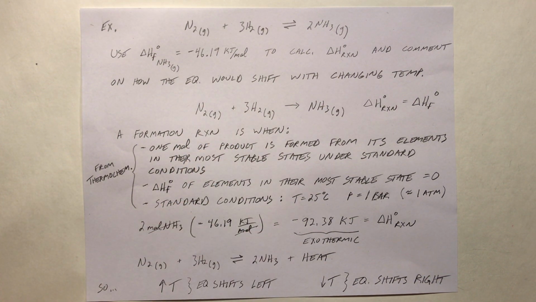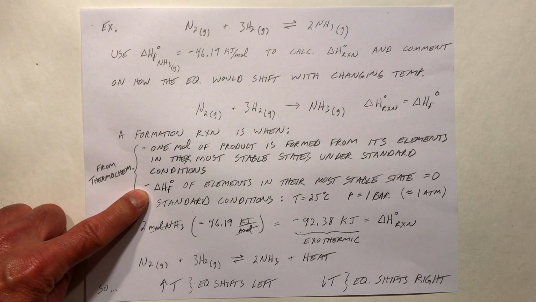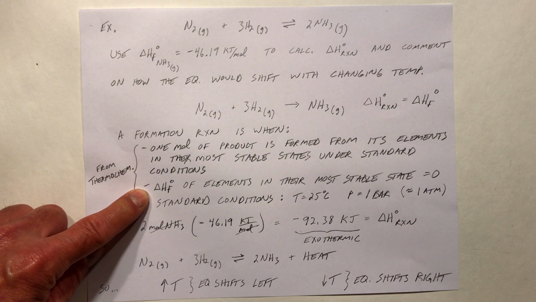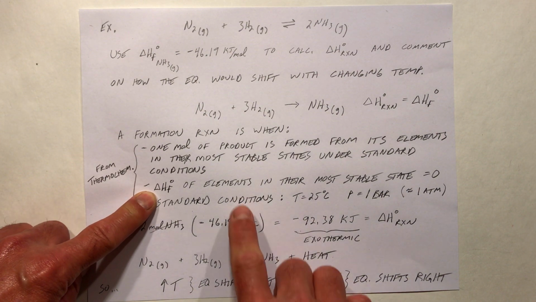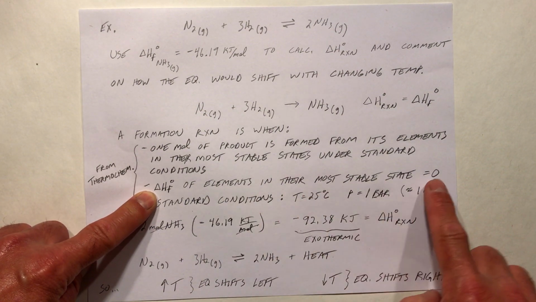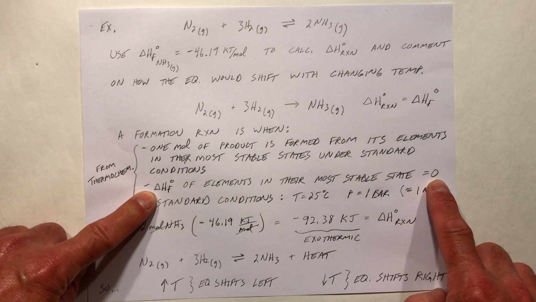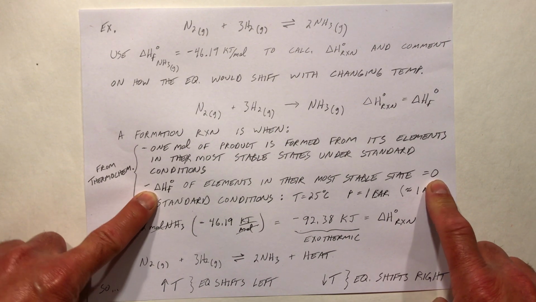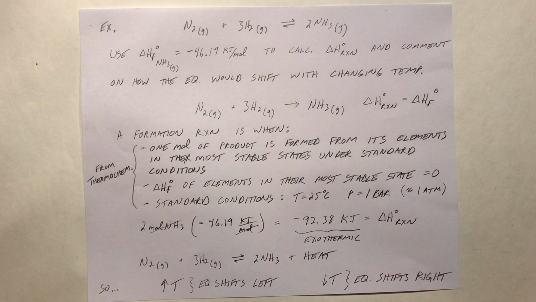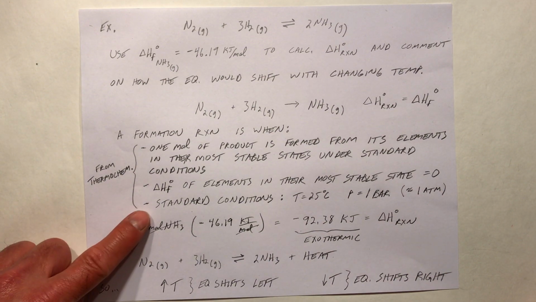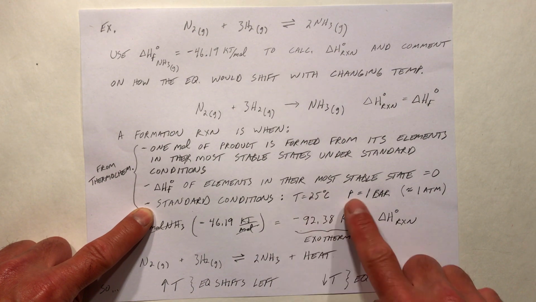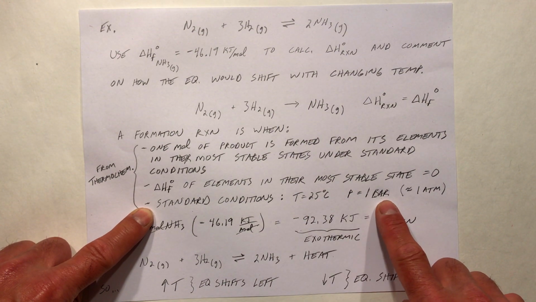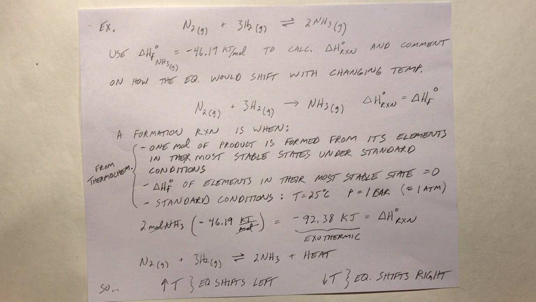And delta HF naught, in other words, the standard enthalpy of a formation reaction of elements in their most stable state, is 0. And that's by convention. So we assume that the elements are already formed. And then standard conditions is when temperature is 25 degrees Celsius and pressure is 1 bar. And 1 bar is just about 1 atmosphere.